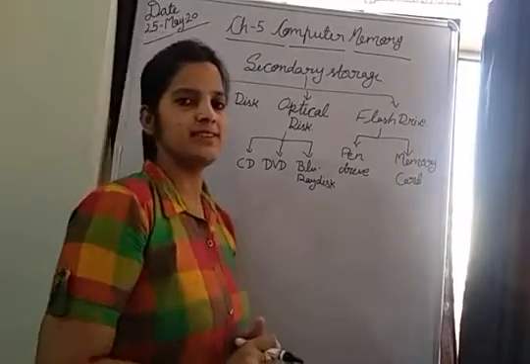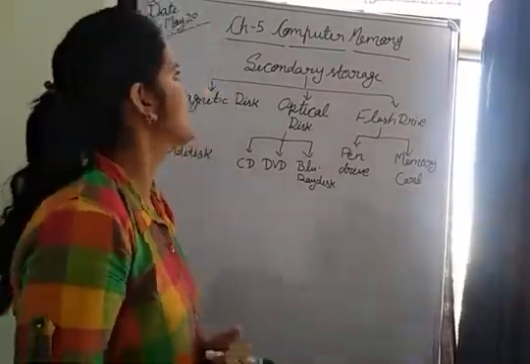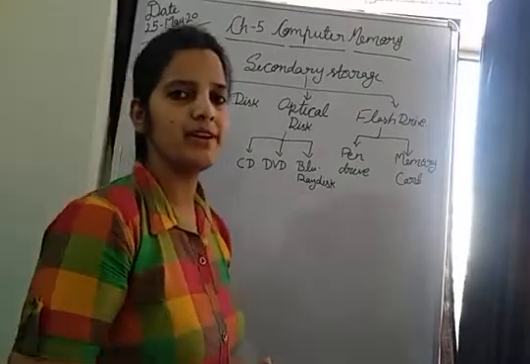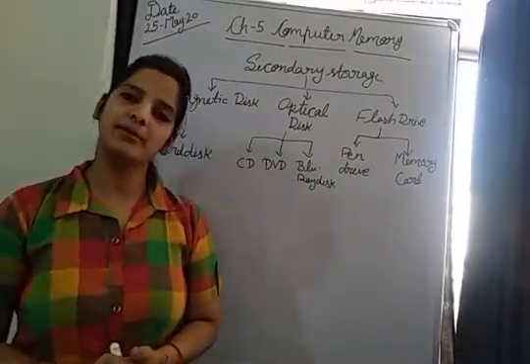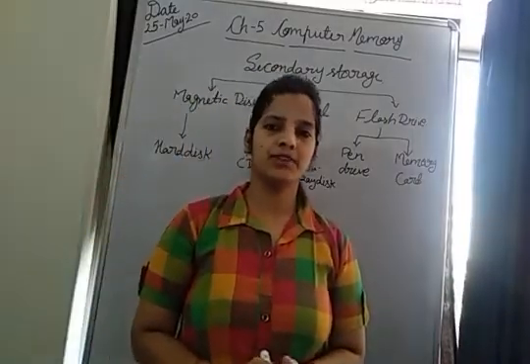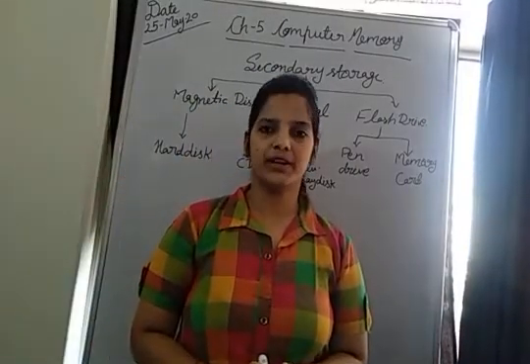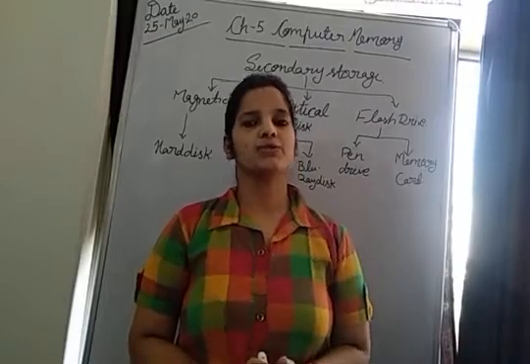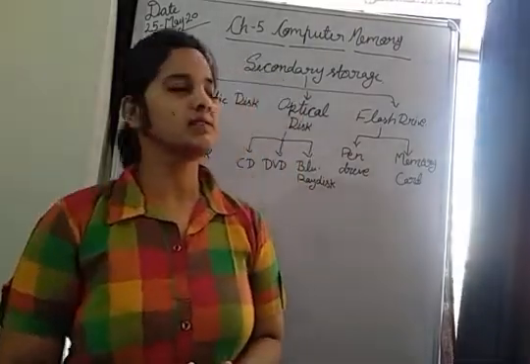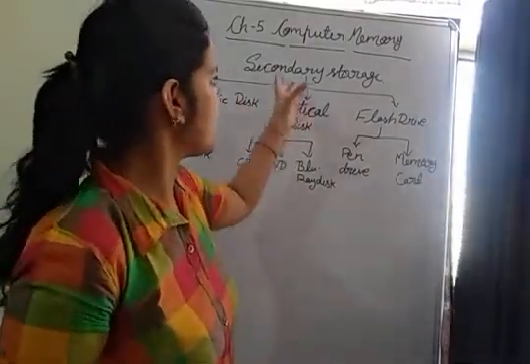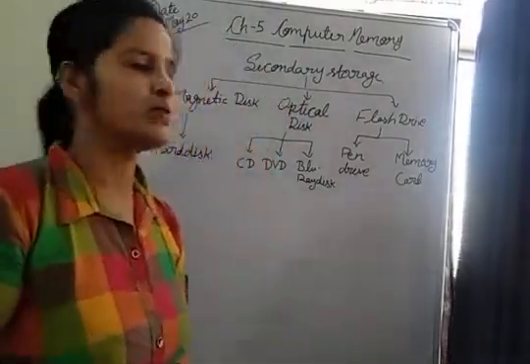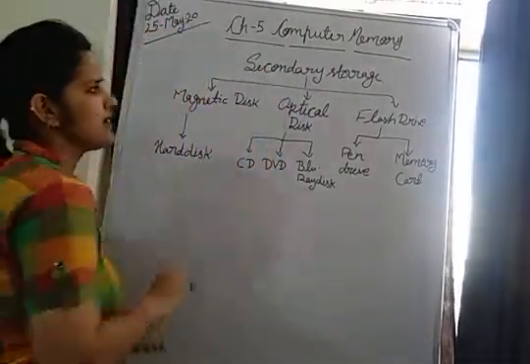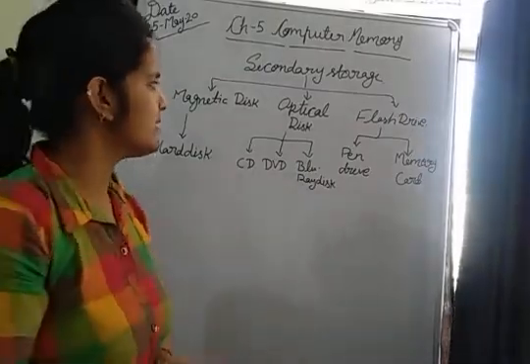Good morning, students. Today we will continue chapter 5, computer memory. In the last class we discussed some types of memory like primary and secondary memory. So today we will discuss the chart of the category of the secondary storage devices. See students, in secondary storage devices, there are three types of disk.